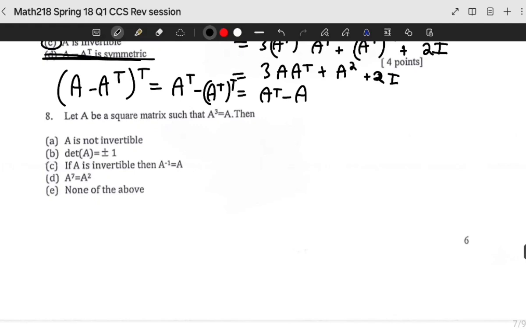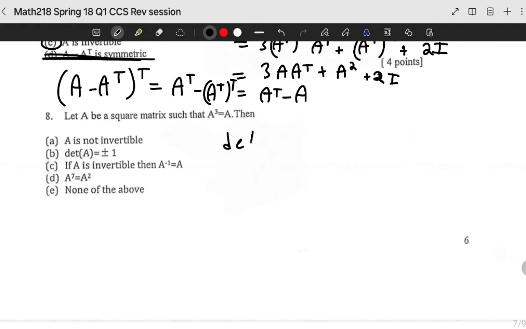Part 8, let A be a square matrix such that A cubed is equal to A. Then A is not invertible. Determinant of A is equal to plus or minus 1. If A is invertible, then A inverse is equal to A, and A power 7 is equal to A squared. Okay. The one with the determinant seems to be the easiest one to deal with right off the bat.